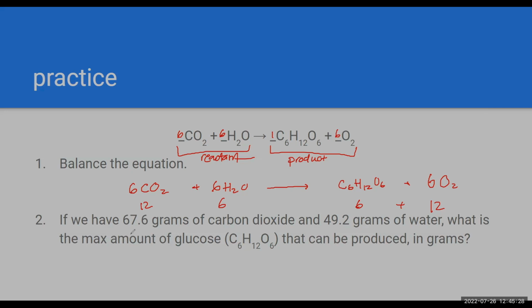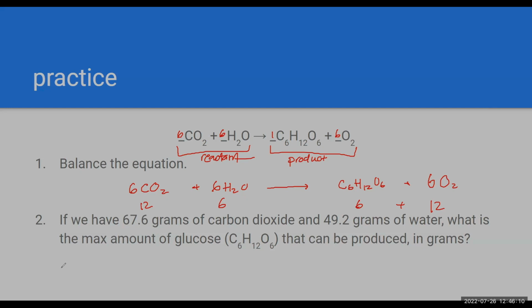And so the second part of the question is asking if we have 67.6 grams of carbon dioxide and 49.2 grams of water, what is the maximum amount of glucose that you can produce? And keep the units in grams. So this one's quite lengthy. I'm going to give you a moment to try it on your own, and I'm going to go over it and just see if you can follow along.